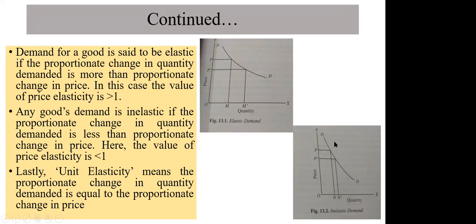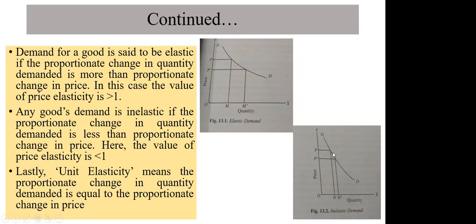This is a case of inelastic demand where initially the price was P and the consumer was buying ON amount of quantity. With the decrease in the price by PP dash amount, the increase in the quantity is only NN dash. And from the graph, it is very clear that this amount is very less than this PP dash amount. So that's why this graph is for the inelastic good.